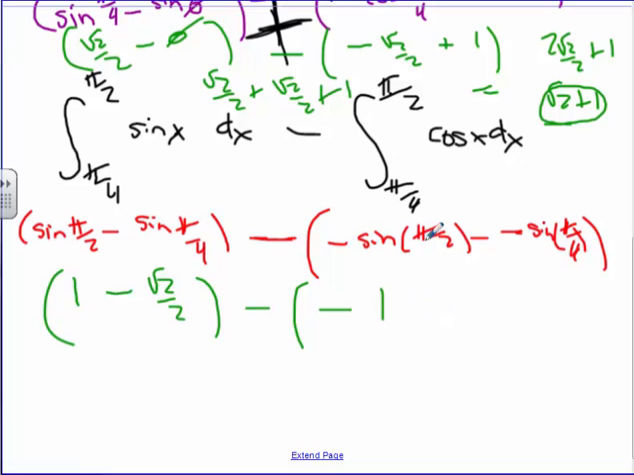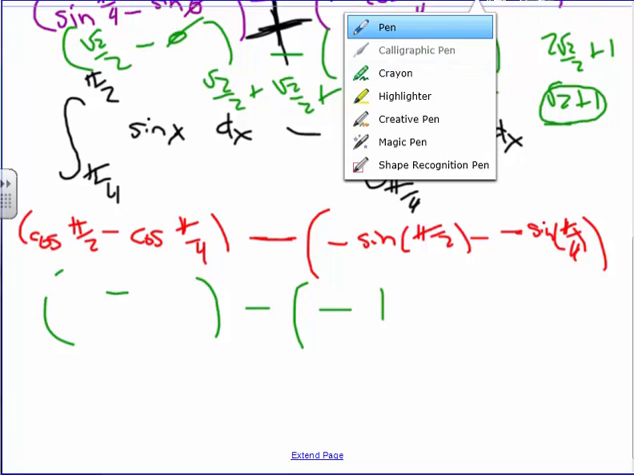Sine of pi over 2, again, is 1. Ooh, I made a big mistake here. Hopefully you caught this before I did. Sine doesn't derive to sine. Sine came from cosine. Big mistake here. Those are supposed to be cosines. Okay, let's fix that. Okay, cosine. Let's use the same color here.